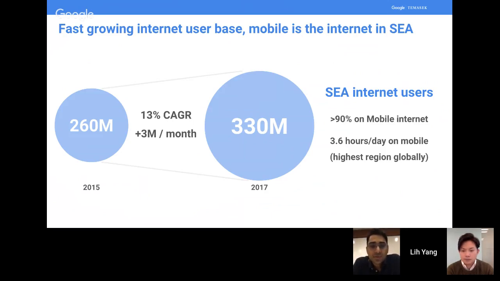So this massive user base combined with some really high engagement is what is driving a lot of the internet enabled activity or internet driven activity in Southeast Asia. So with this in mind, we go to understand how these internet users and engagement levels are impacting across multiple verticals. So if we go to the next slide.